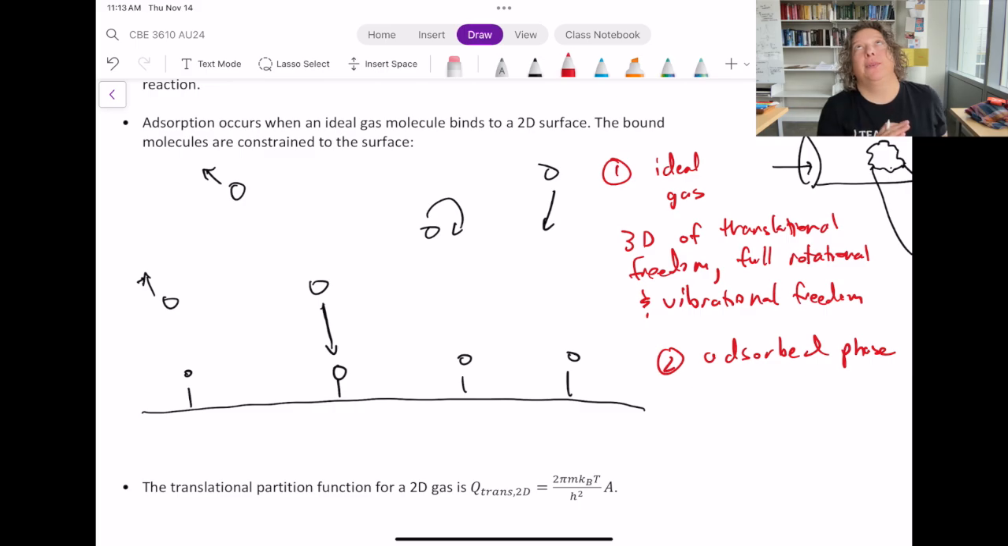There are various ways to model this. I'm going to give you the simplest one, and just trust me that this works for what we want to do, but if you go and study this field, you're going to have to make a lot of decisions about the types of models and assumptions you make. But we're going to assume that these molecules have 2 degrees of translational freedom.